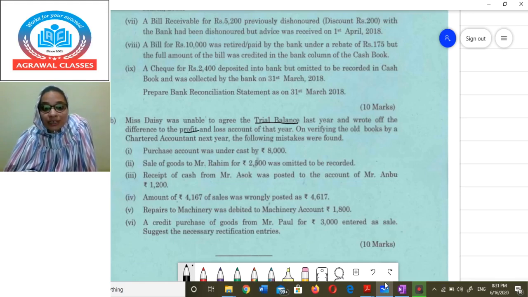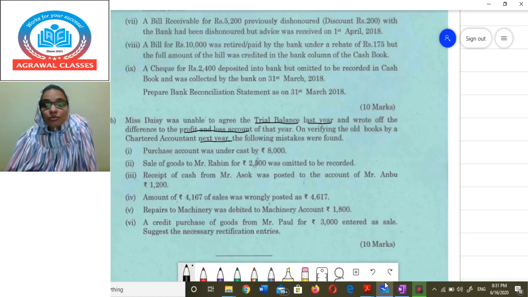ये सब question में ही mentioned है. आपको क्वेश्चन अच्छे से पढ़ना पड़ेगा, क्वेश्चन में ही मेंशन है और ये लास्ट ईयर की बात है. इवन दिस इज इंपॉर्टेंट, आई विल कम टू दैट पॉइंट. On verifying the old books by a chartered accountant next year, the following mistakes were found. So they've given some 6 points and then they've written suggest the necessary rectification entries.